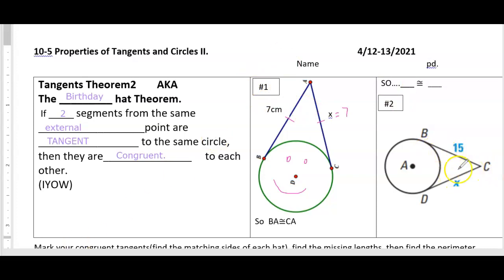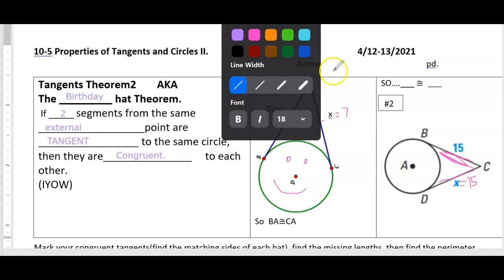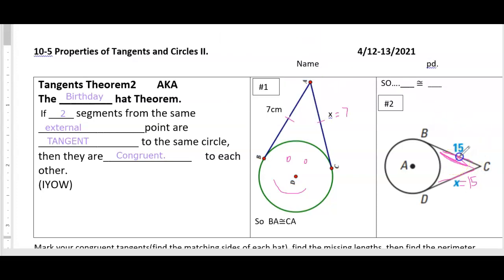Okay, great. See the birthday hat right here on this side? See how it looks like a birthday hat right here? So this side's 15, so then the other side has to be 15. You need to mark it, so I'm going to put one tally mark here and one tally mark here. These two are the same. Every time you see a circle with a birthday hat, where the segment does not go inside the circle, that's really important, then the two sides of the hat are congruent. We're going to practice that on the next problem, number 3.